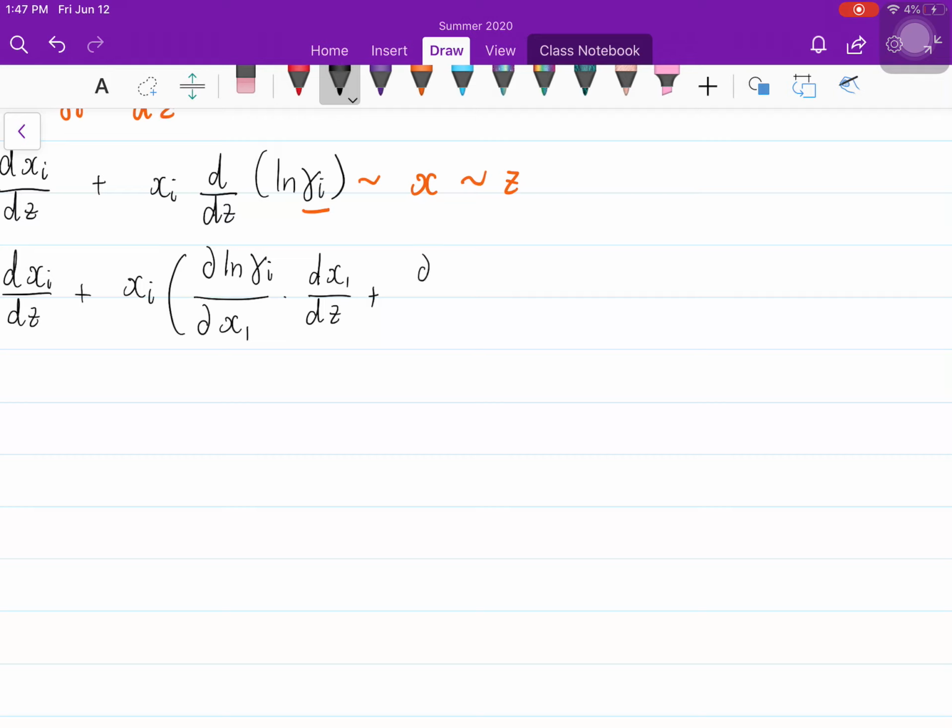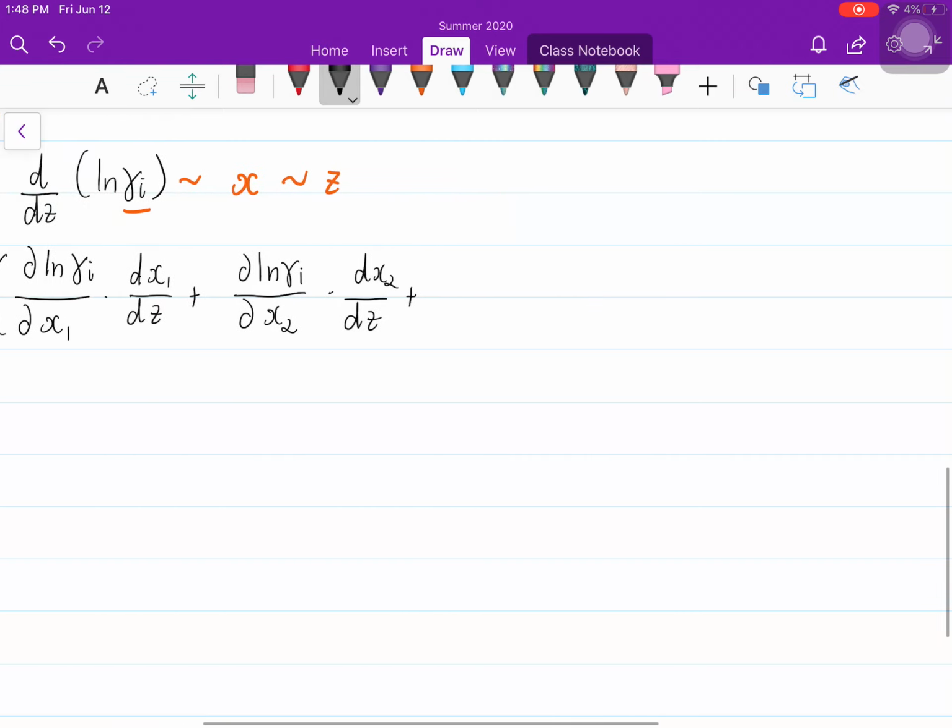We will do the same thing for species 2, which is the partial derivative of ln gamma_i over dx_2 times dx_2 over dz. And similarly, we have the third element.